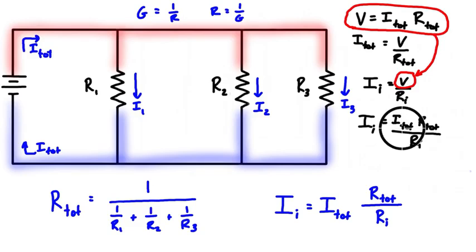And then you can really see that if you bring this I tot out, you have this expression here. The individual current flowing through one resistor is equal to the total current times this ratio of total resistance over the resistance of the individual resistor. So if you're asked to derive the current divider formula, that's how you do it. And this is the current divider formula. If you're asked to derive the formula for total resistance, you can do it from the total conductance formula.